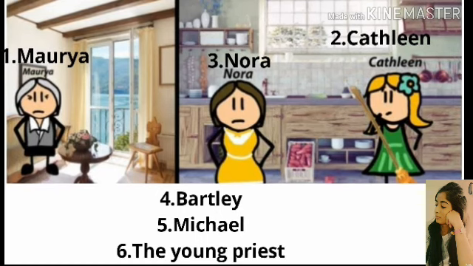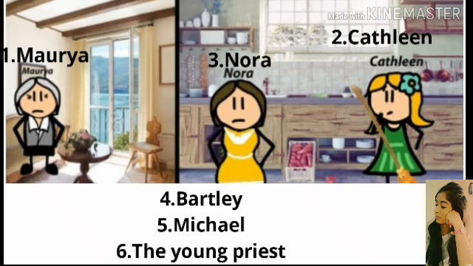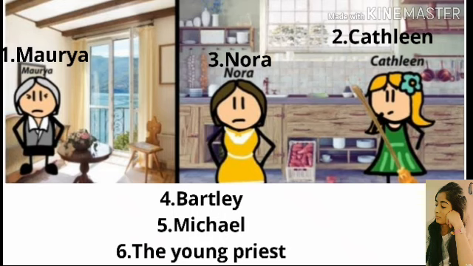Number two, and also an important character, is Cathleen. She is a young girl of about 20, the elder of Maurya's two daughters. So Maurya has two daughters, and the elder one is Cathleen, and number three, the younger one, is Nora. She is Cathleen's younger sister. And number four is Maurya's only surviving son, Bartley, whose death by drowning is the only incident in the play.